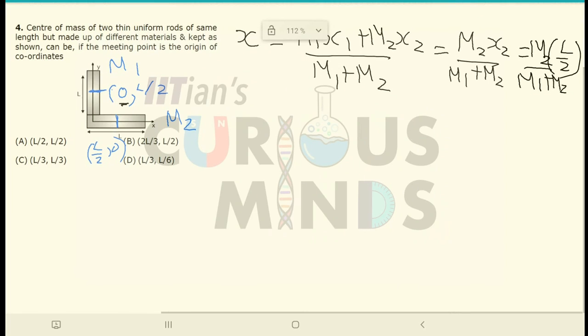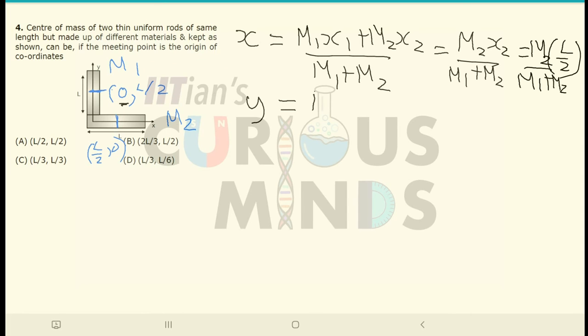Similarly, if I calculate for the y coordinate, it will give me somewhat the same answer. Instead of m2 it will be m1 into L by 2 divided by m1 plus m2. This will be the center of mass. Let us consider all three cases.